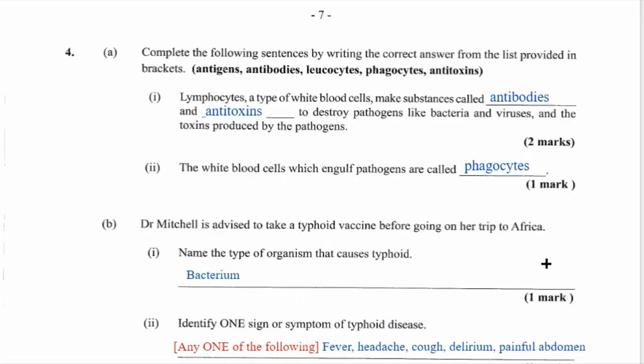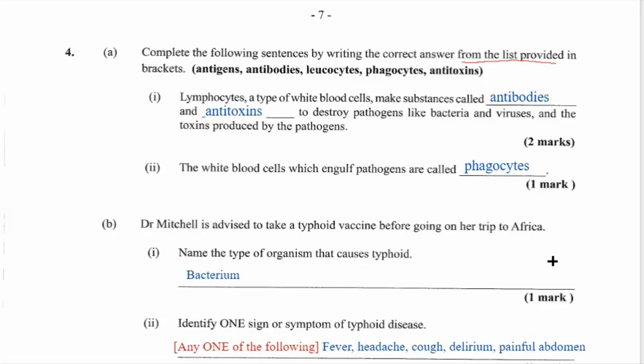So in question 4, you have to complete a sentence with some words provided. So the full sentence is, lymphocytes, a type of white blood cell, make substances called antibodies and antitoxins to destroy pathogens like bacteria and viruses and the toxins produced by the pathogens. Next one, the white blood cells which engulf pathogens are called phagocytes.